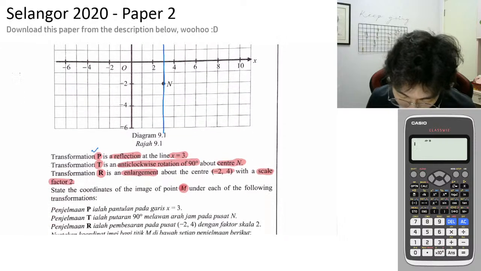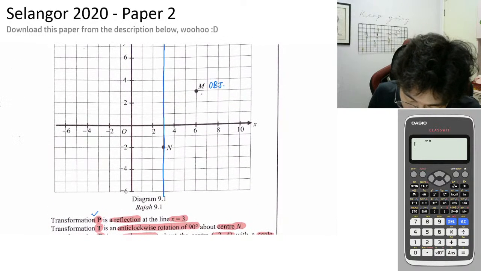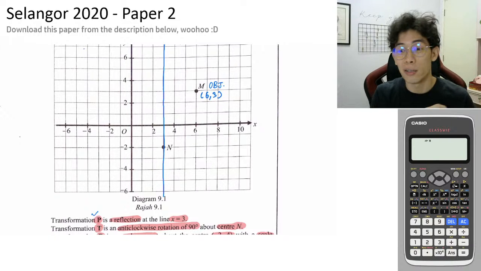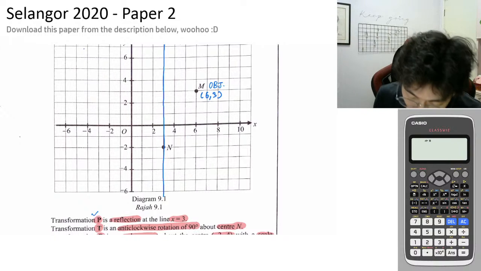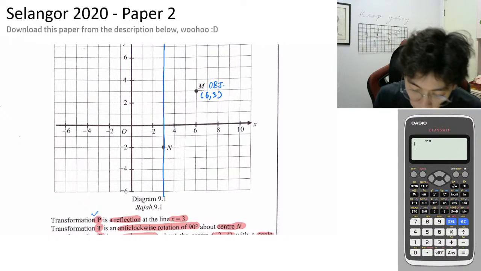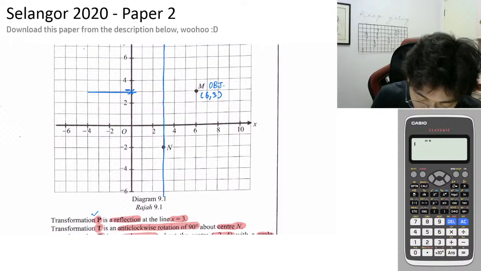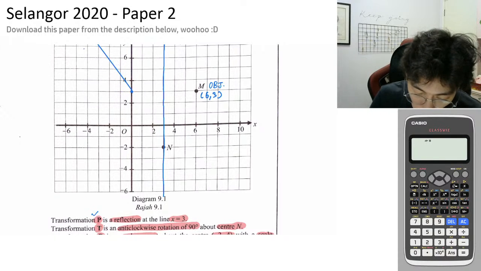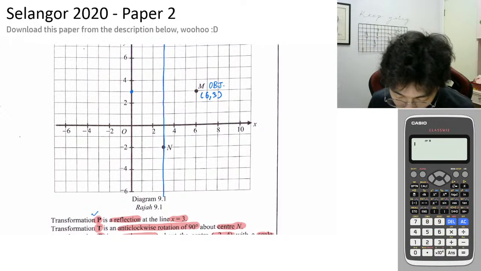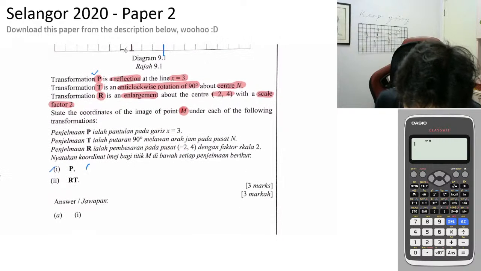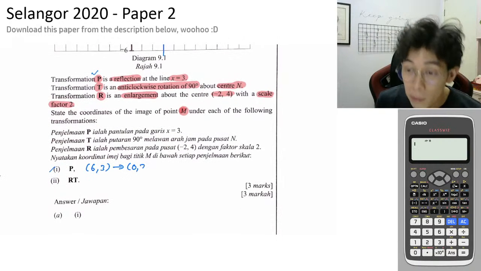Now we do the first one. So M is stated as 6, 3. Then after that, we have to do a 3 unit reflection. So we stop here. So the answer is 0, 3. So I put there 6, 3 to 0, 3.